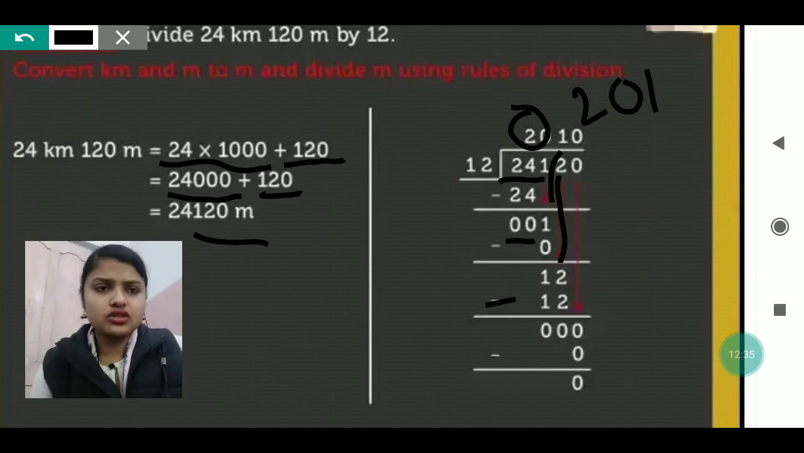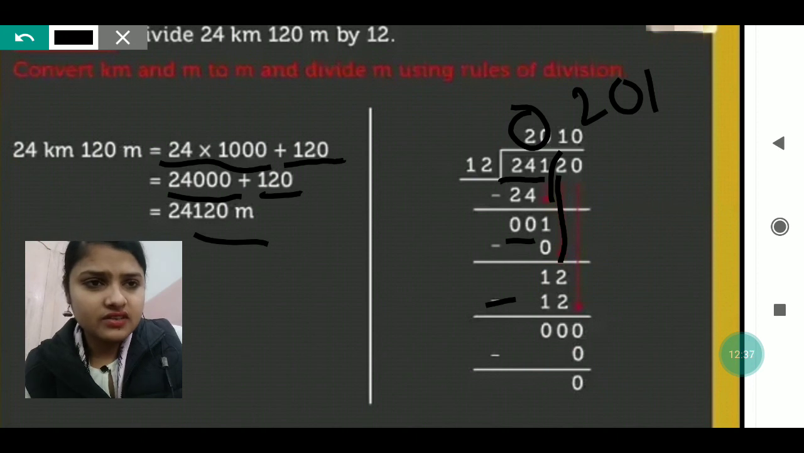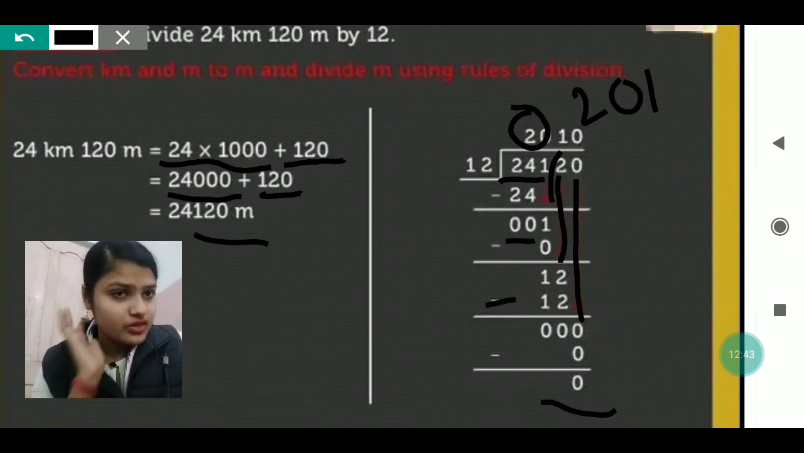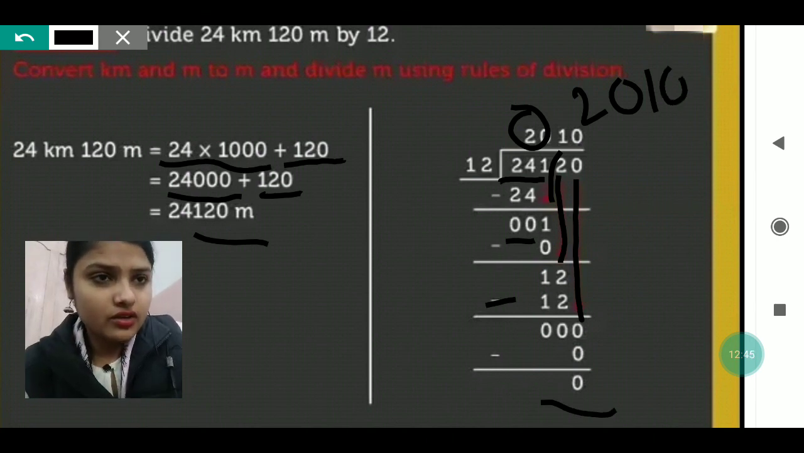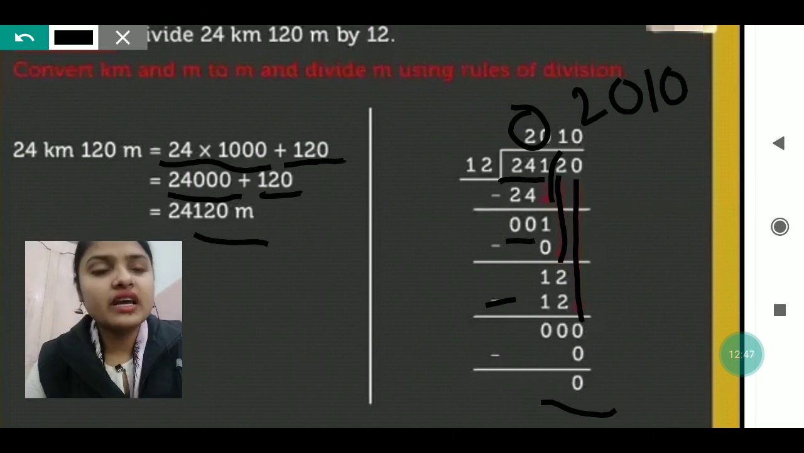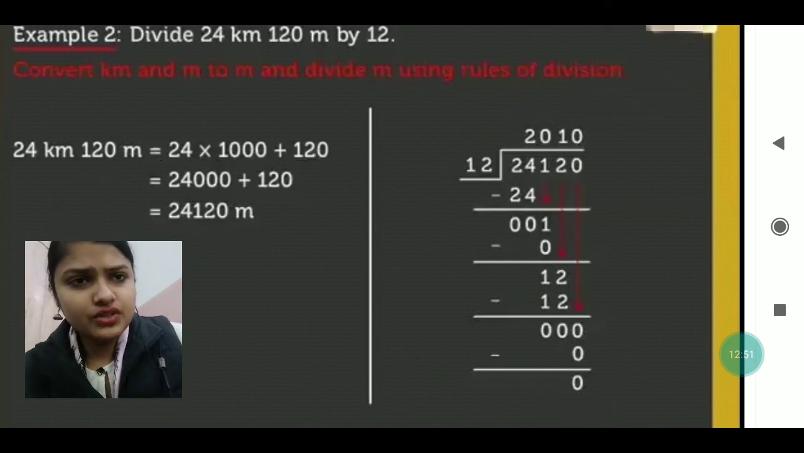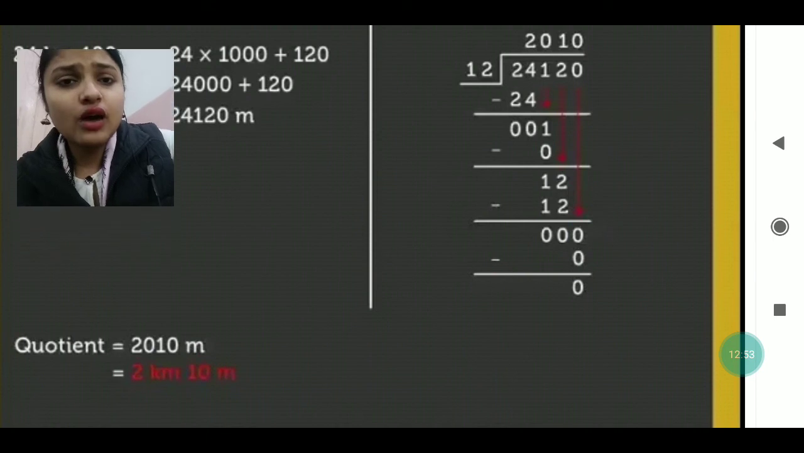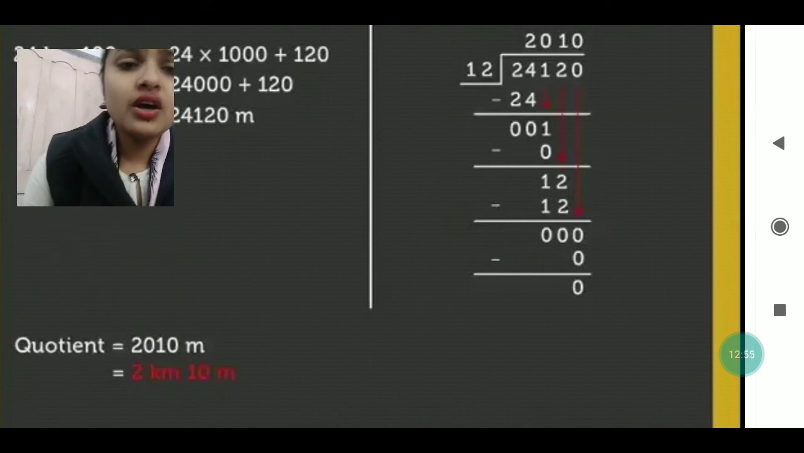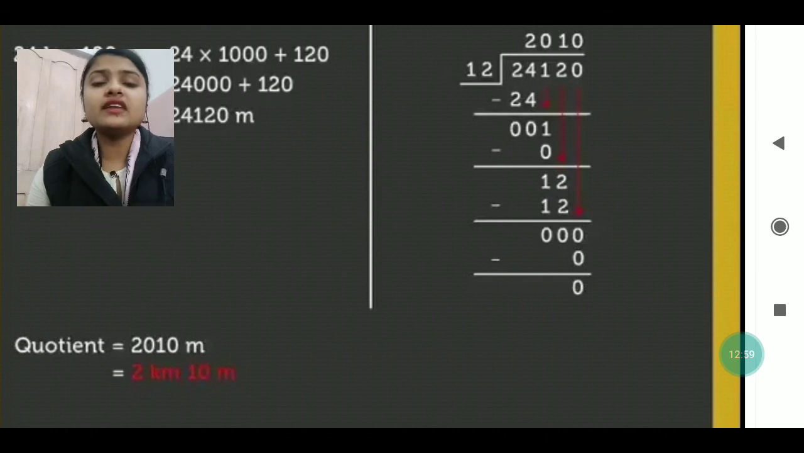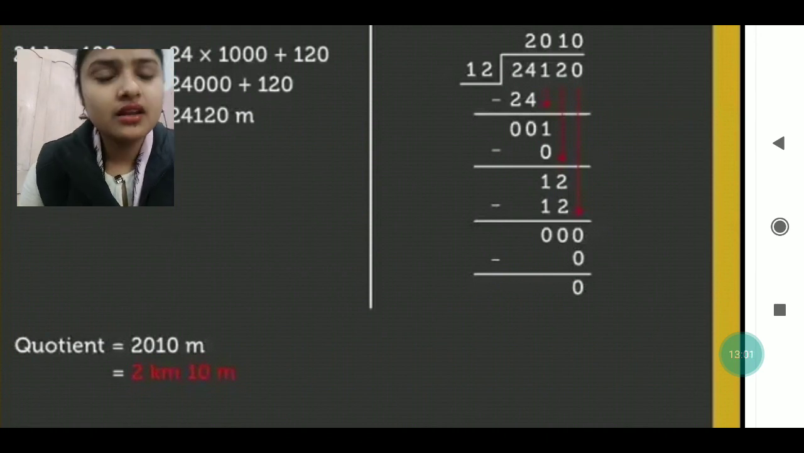You will get 0. After that, the last digit given is 0. That 0 you will take down, and 0 minus 0 gives 0, so again you will write 0. So the answer you will get is 2010. Now if you divide that 2010 by 1000, you will get 2 kilometers and 10 meters.